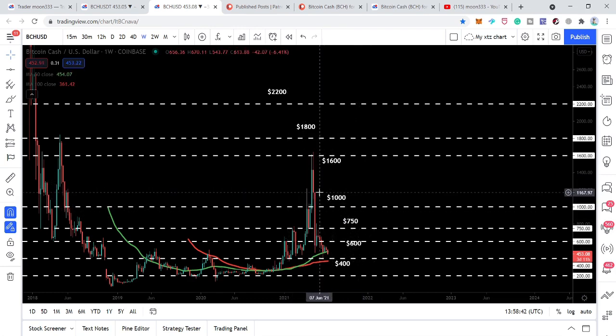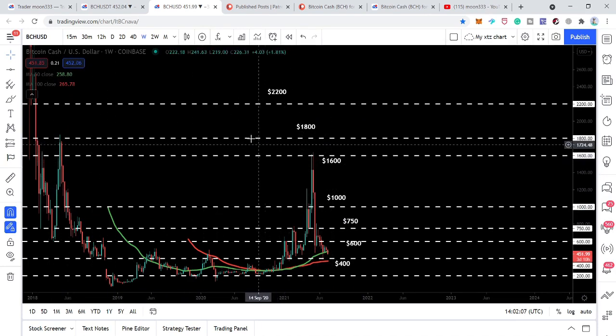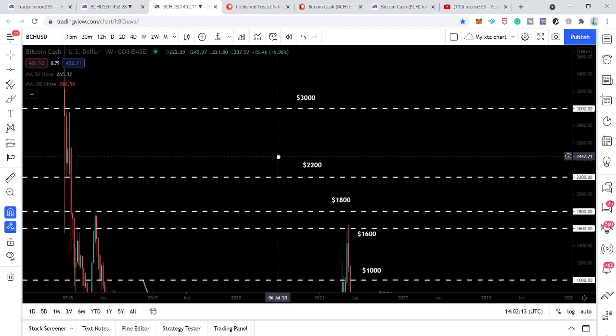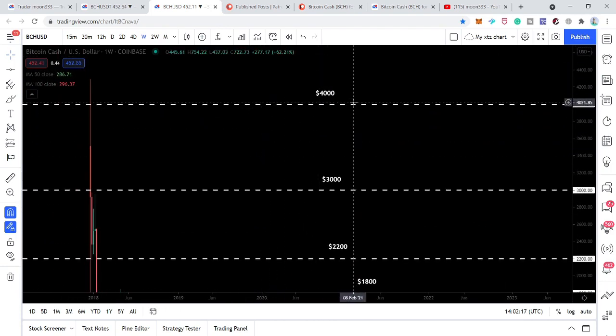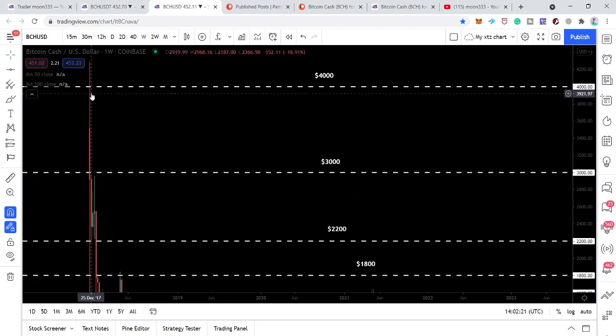After $1,000, you can see from $1,000 to $1,600 we don't have any significant resistance. Then the next resistance will be at $1,800, then at $2,200, and our final resistance will be after $3,000, at $4,000, which is approximately the previous highest price ever. That was $4,290 as per the Coinbase exchange. Now let's move back to this chart.